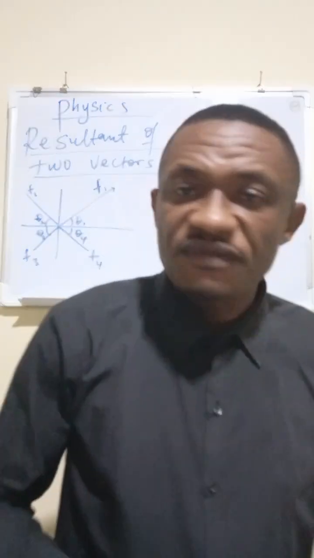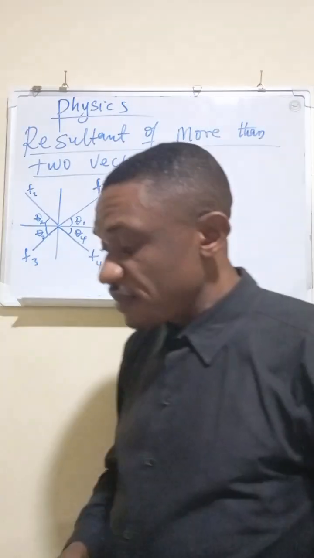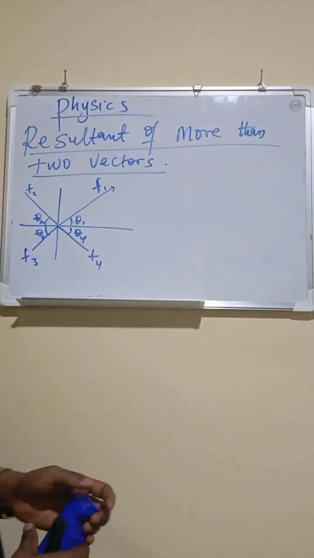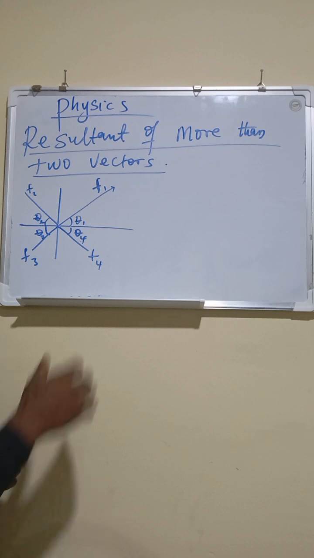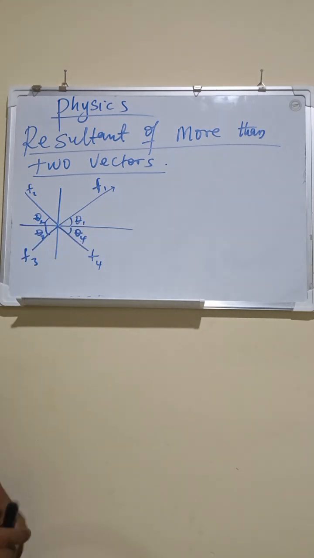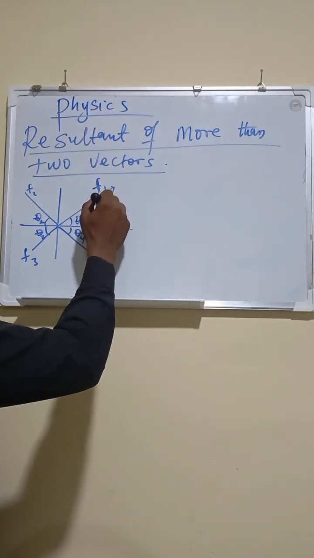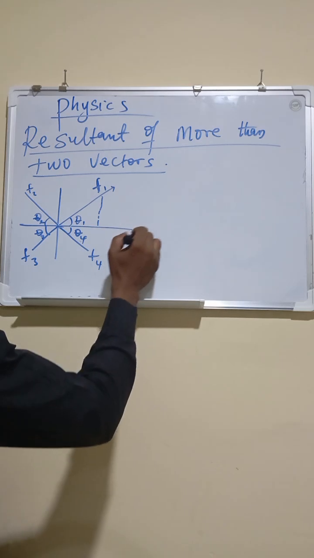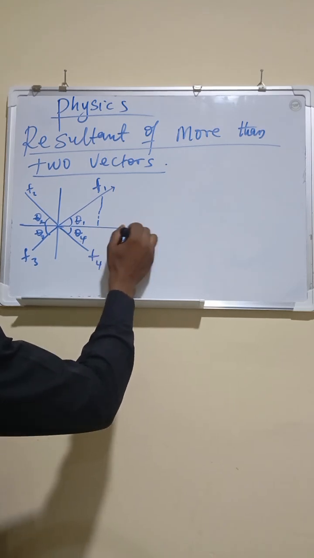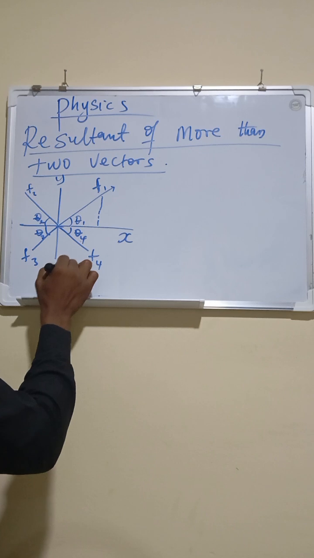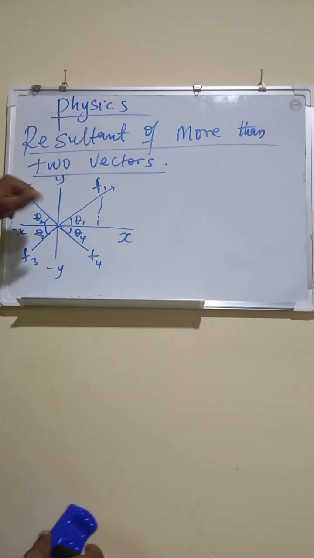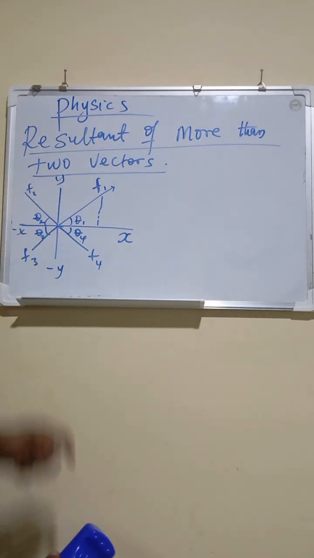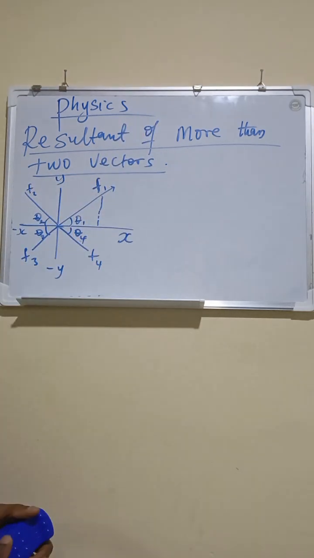Now, if these are several forces acting at a point, and if all of them are in equilibrium, we can resolve these forces into two components, a vertical component and a horizontal component. This side is called the x-axis, this is the y-axis, this is negative y, and this side is negative x. So for us to find the resultant of these forces, we need to resolve them into two components.